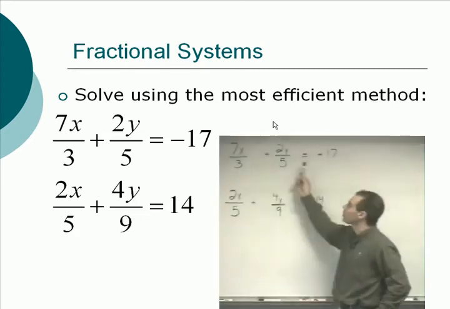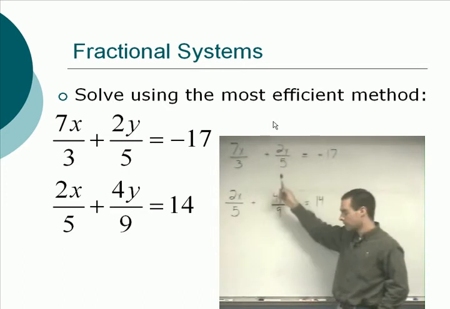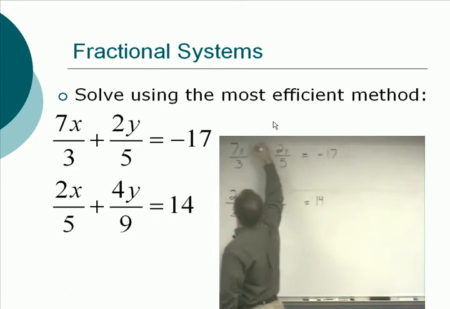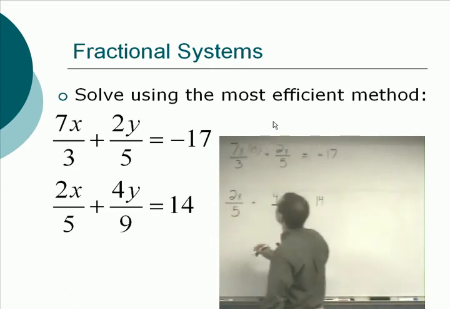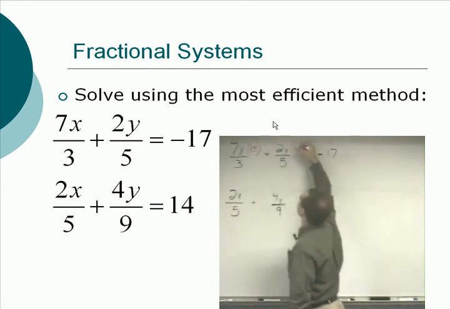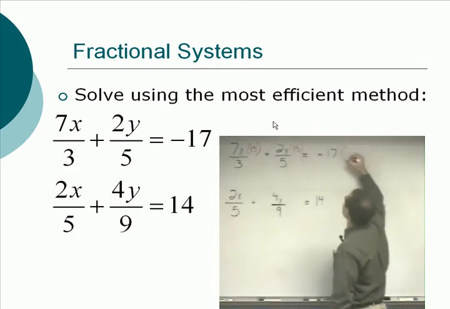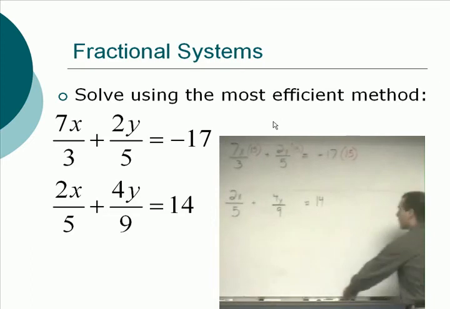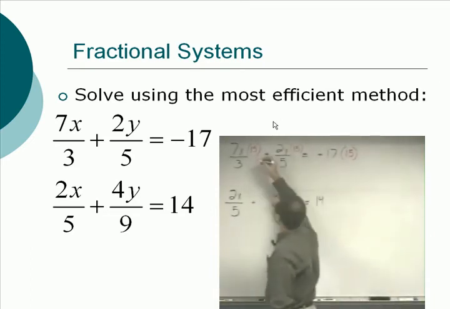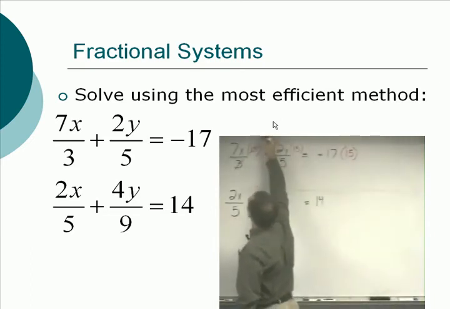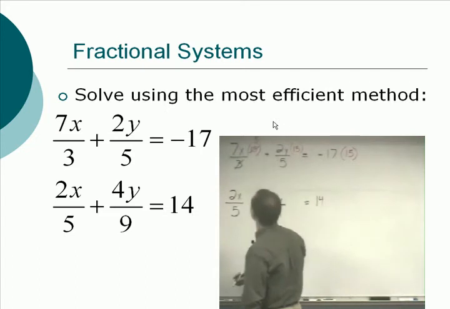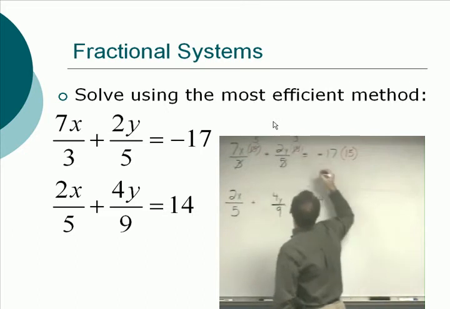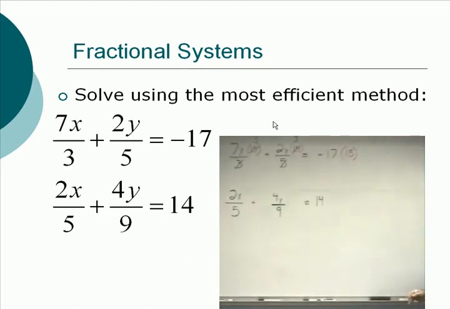For the top equation, what common denominator is going to clear them all out? 15. So we're going to multiply every term in the top equation by 15. Now, of course, we're going to get some canceling. 15 and 3 cancel and leave 5. Those cancel and leave 3. And here we don't have a fraction at all.